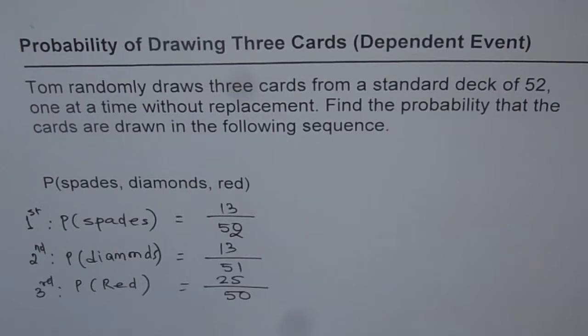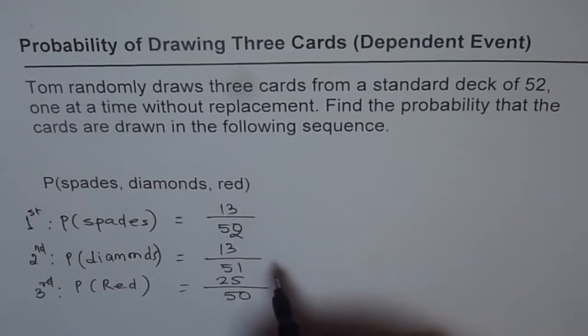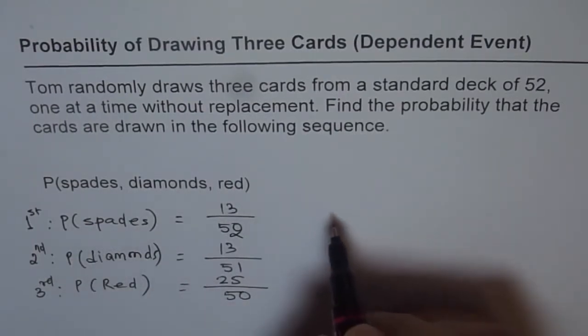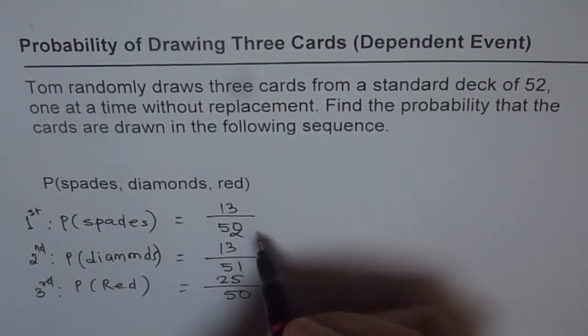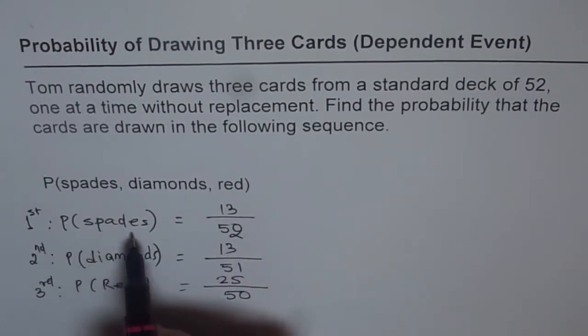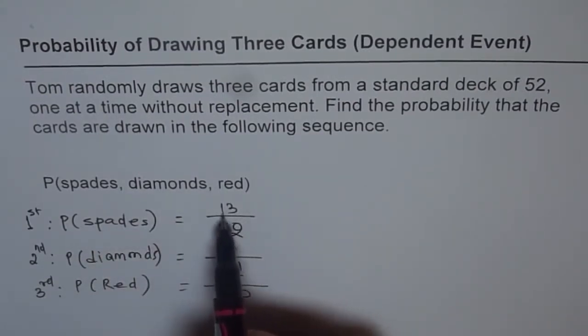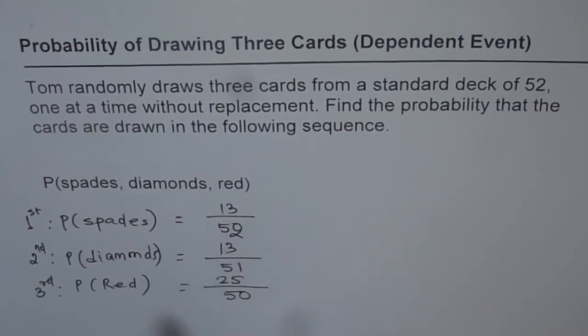I hope you understand. Or let me do this math once again. So let's go through all the 3 cases one by one once again. So first one is, let's say we have a deck of cards and we draw the first card, and the first card we want spades. Since there are a total of 13 spades cards out of 52, the probability of drawing a spades is 13 over 52. Now we need to draw diamonds.